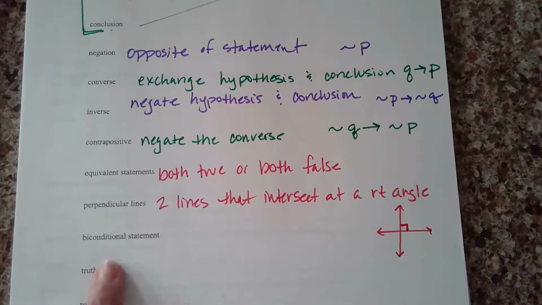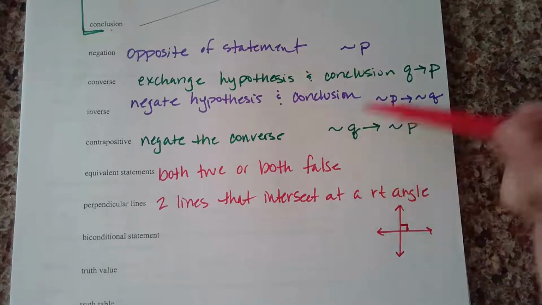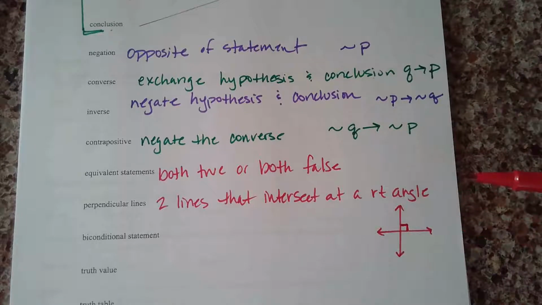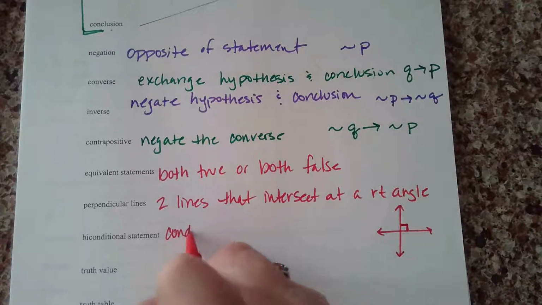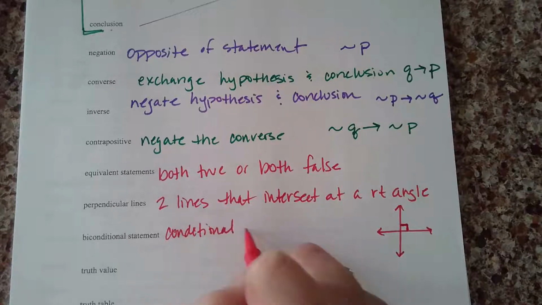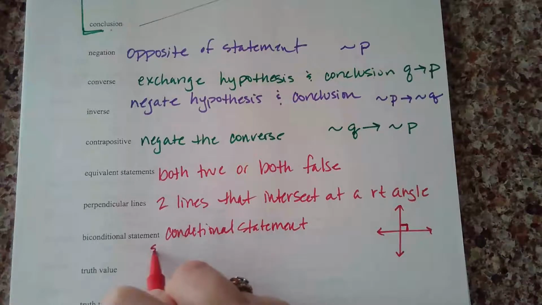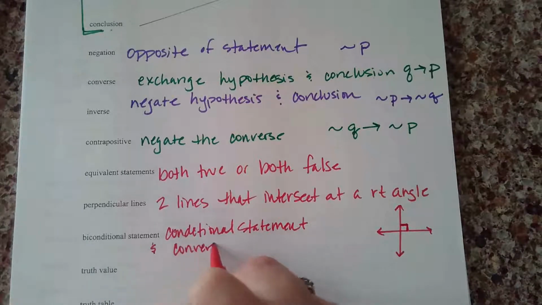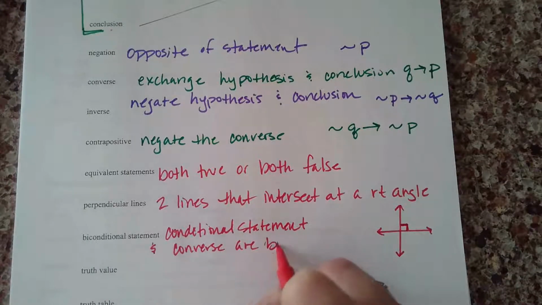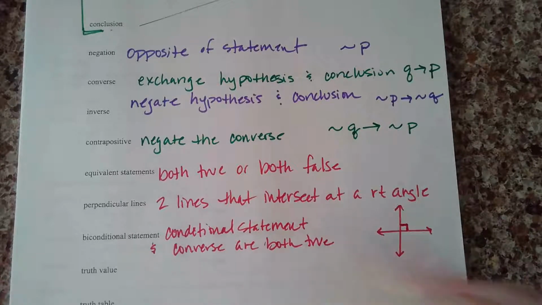All right, now we're going to go back to a biconditional statement. This is going back to what we were talking about with the P's and the Q's. A biconditional statement is when the conditional statement and its converse are both true. So conditional statement, that's the if-then statement, the P implies Q, and its converse are both true.